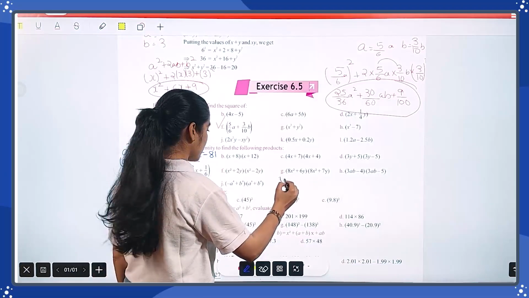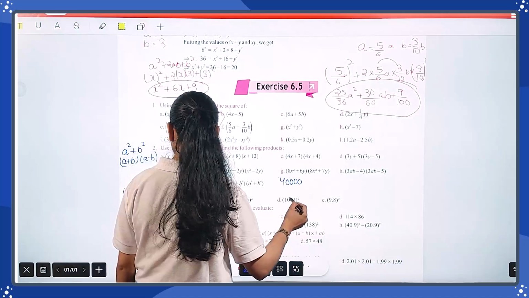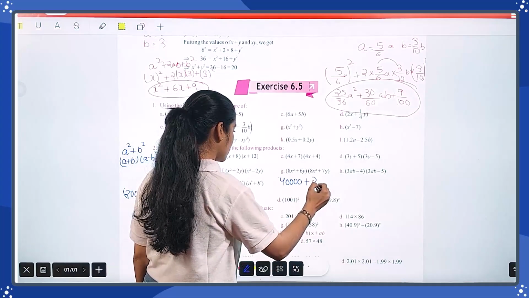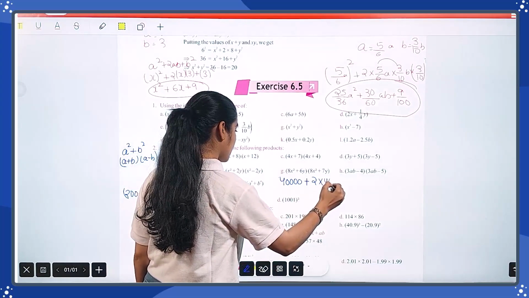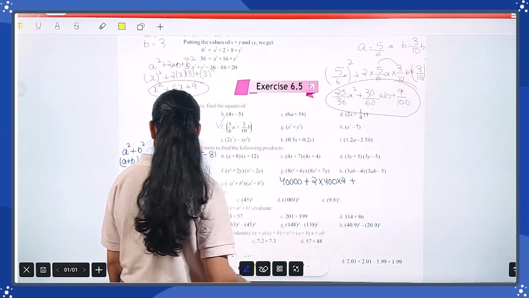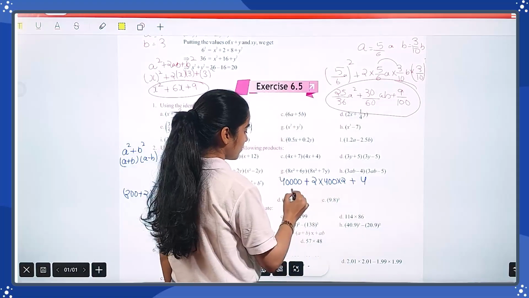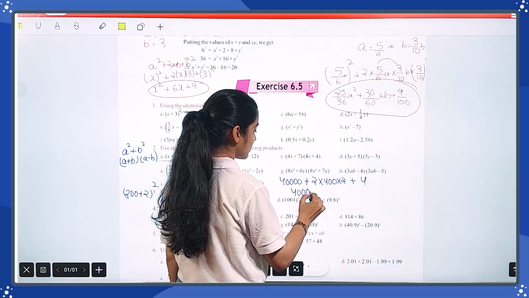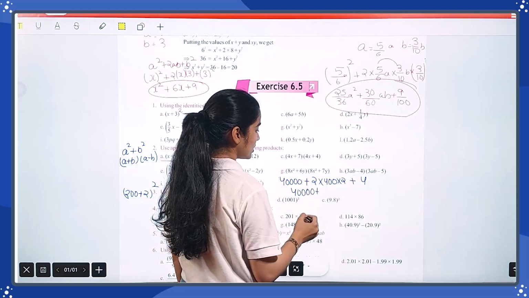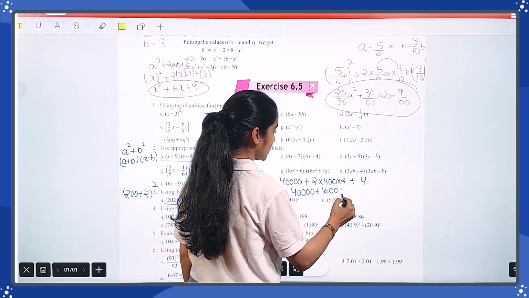200 square is 40,000, sorry. Next, you have 2ab, which is 2 multiplied by 200 multiplied by 2. Next, you have 2 square, which is 4. So 2 multiplied by 4 is 8, and 800 multiplied by 2 is 1600, plus 4.